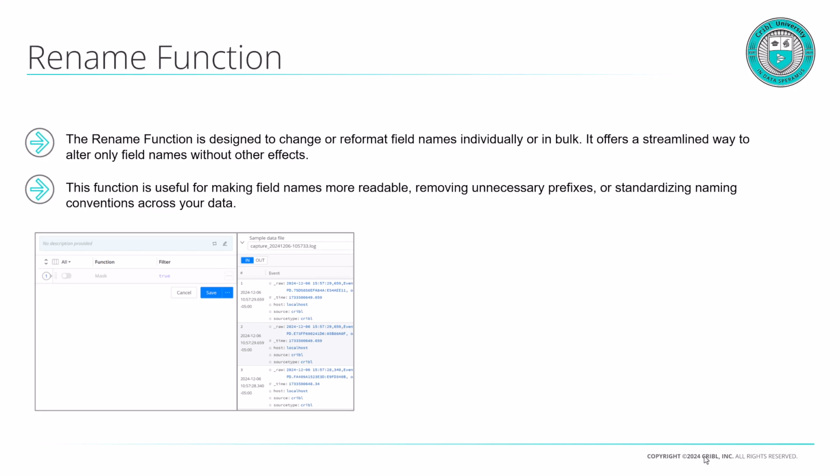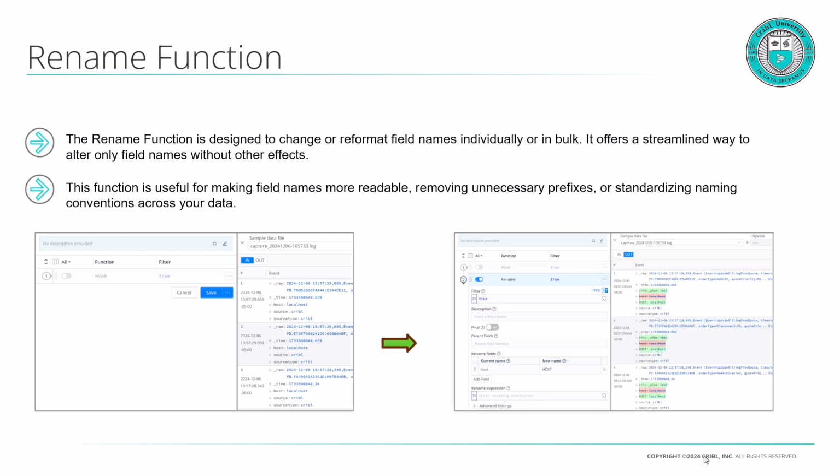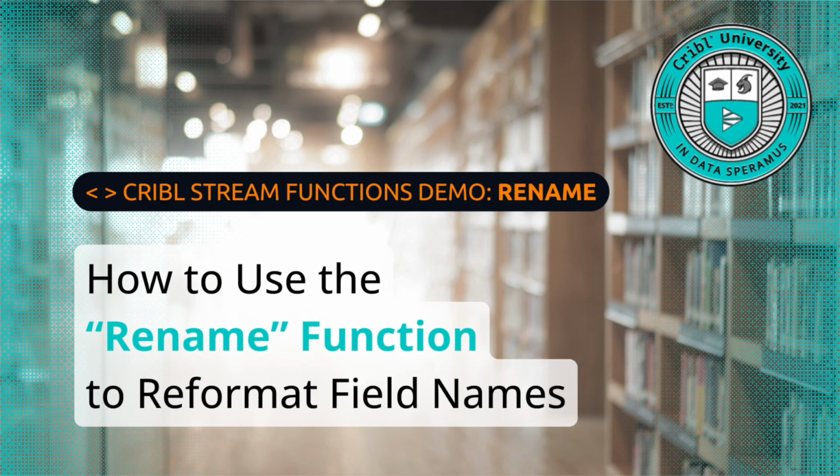data. So as you can see, I've got the data on the right, with different fields. Let's just say I want to capitalize the host name. Very easy to do. You can just set it up. You can just put current name as lowercase host, new name as uppercase host, and it doesn't change anything else. So let's take a quick demo and I'll show you how easy it is to take advantage of this tool.